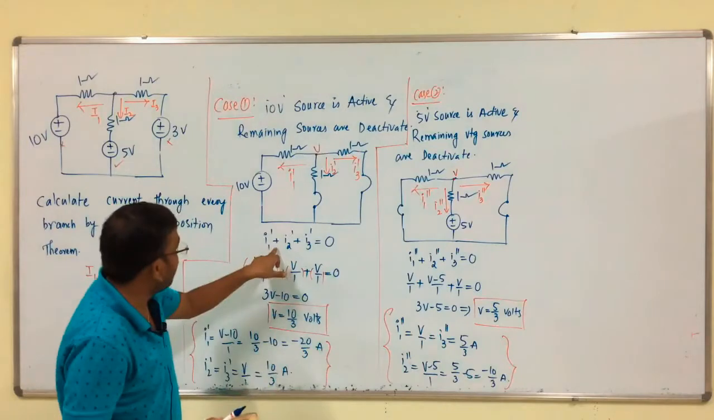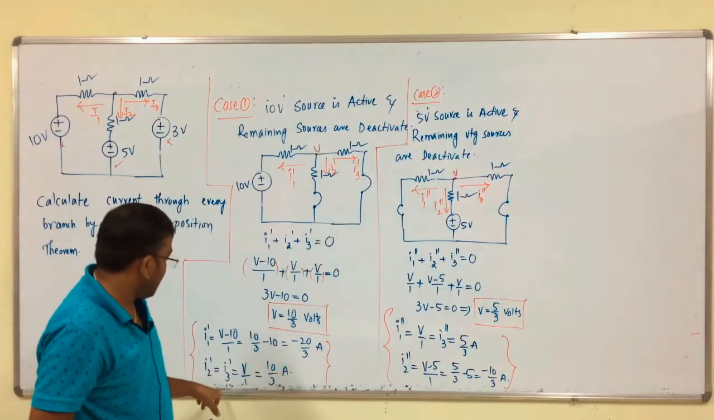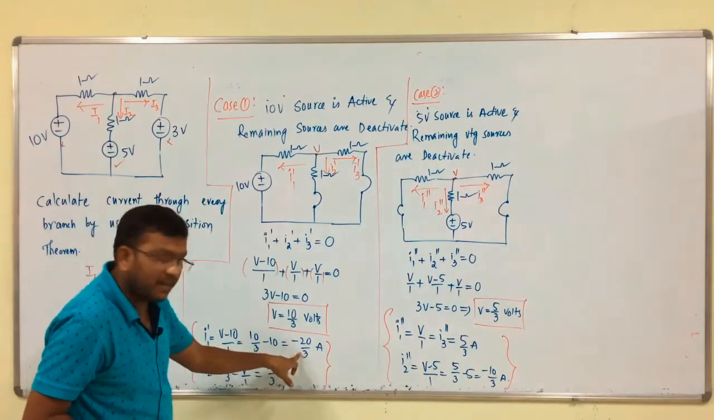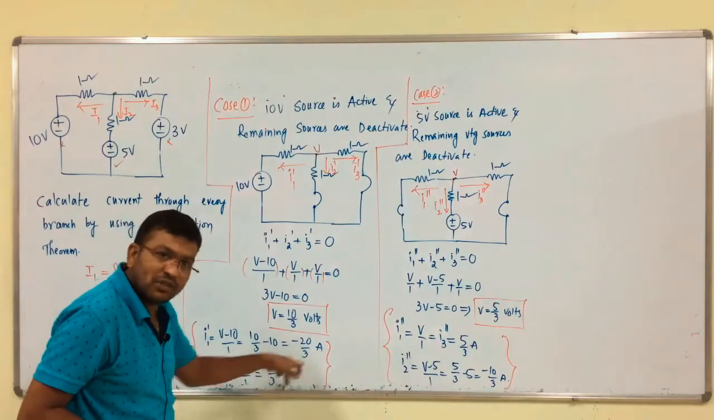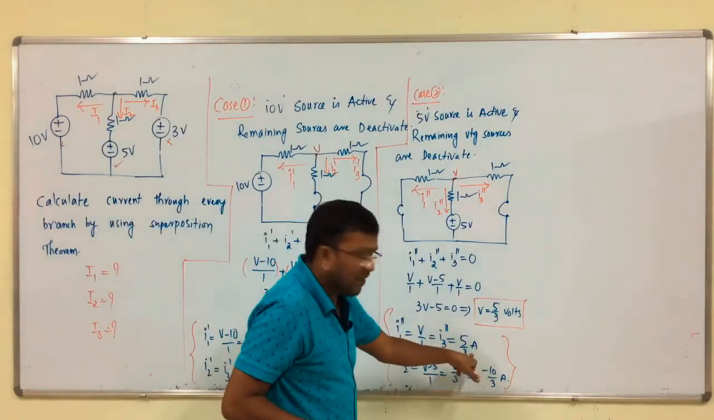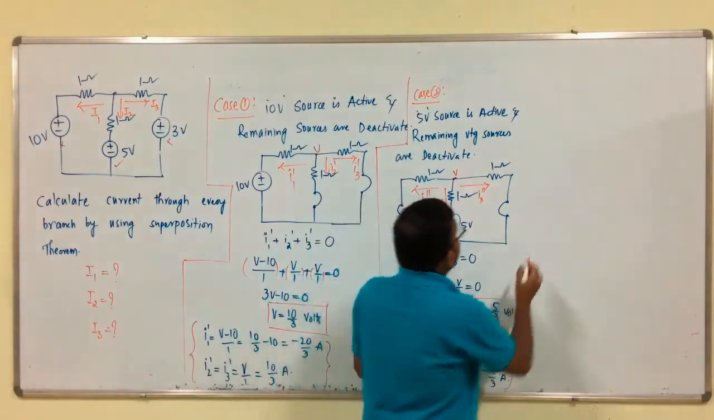See, here I1 dash plus I2 dash plus I3 dash equals 0 from the circuit. That means minus 20 by 3 plus 10 by 3 plus 10 by 3 equals 0, satisfied. Like this, minus 10 by 3 plus 5 by 3 plus 5 by 3 equals 0, satisfied. Now it is time for case 3.